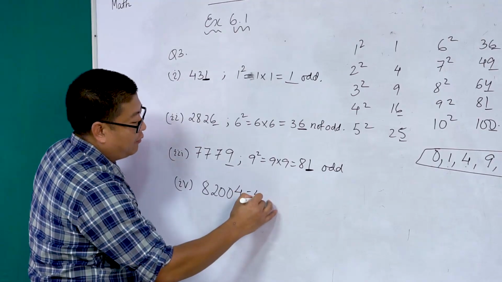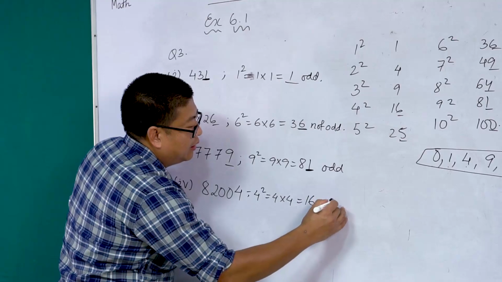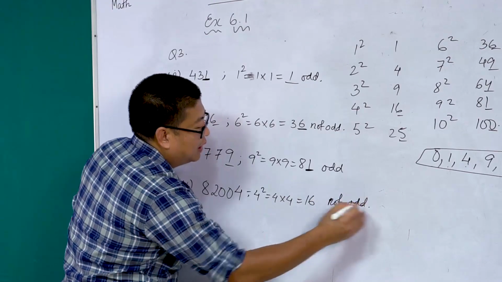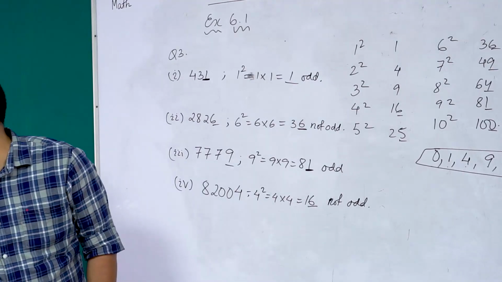Similarly for this, 4 square, 4 into 4 is equal to 16, which is not odd because 6 is an even number. Let's move on to the next question.